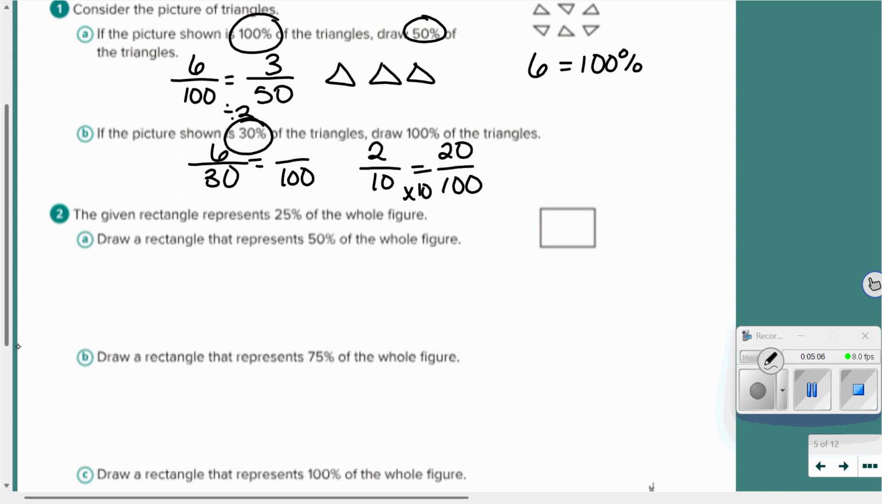Number 2 says, if the rectangle shown represents 25% of the whole figure, so this is 25%, draw a rectangle that represents 50% of the whole figure. So first, let's start with what we know. How many rectangles do we have? And how much is it? 25%. And my question wants me to go to 50%. So what am I going to do?